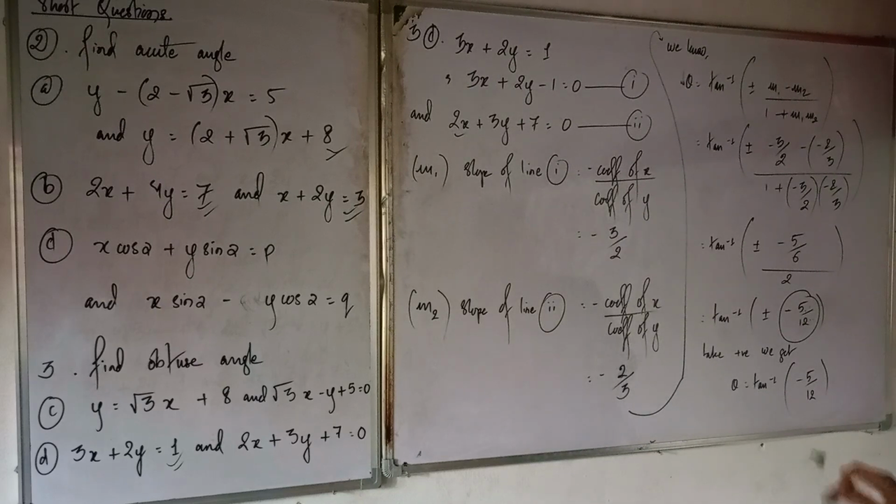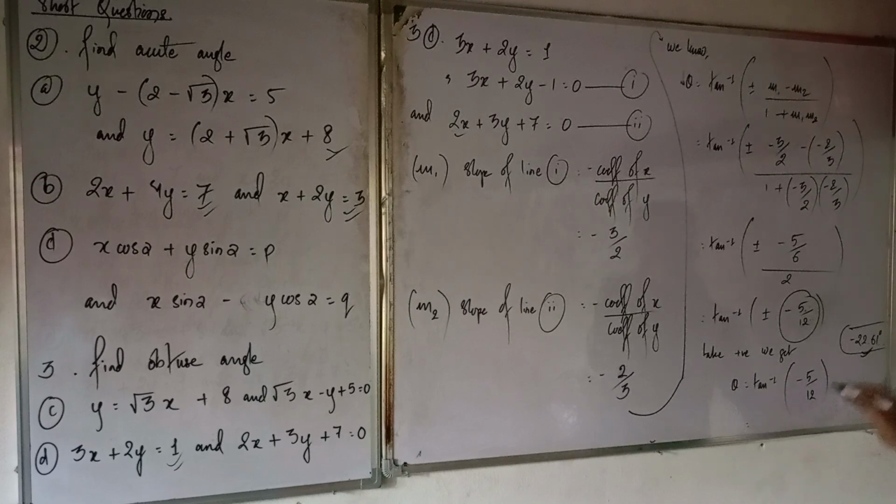If you calculate tan inverse of 5 by 12 in your calculator, the answer will be minus 22.61 degrees or something like that. This minus degree doesn't mean that you write this as the answer, so don't represent the answer as negative.